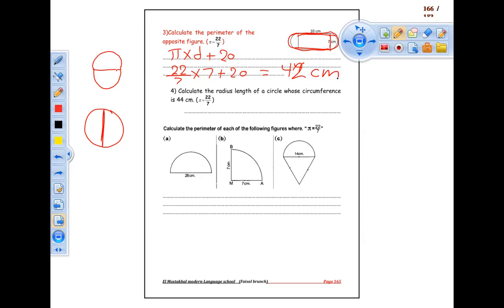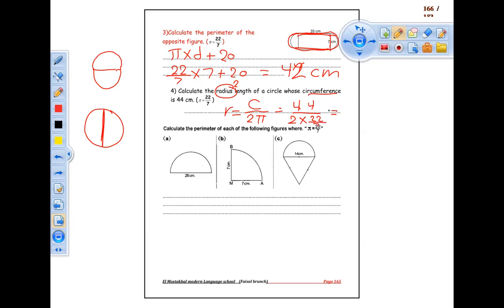Okay. And now question number 4. He said, calculate the radius. He wanted to get the radius. Radius, we start by 2, don't forget, pi r, of a circle whose circumference is equal to 44. Then the circumference over 2 pi. And now the radius equals 44 over what? Over 2 by 22 over 7.